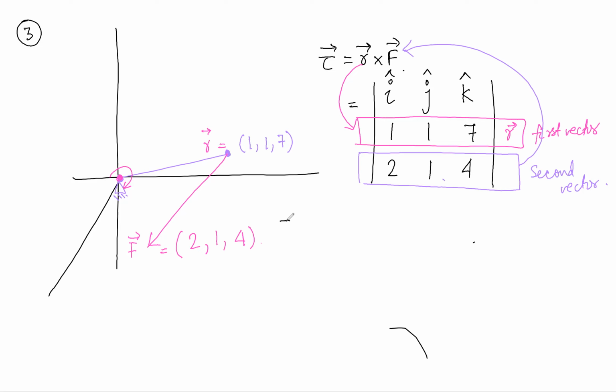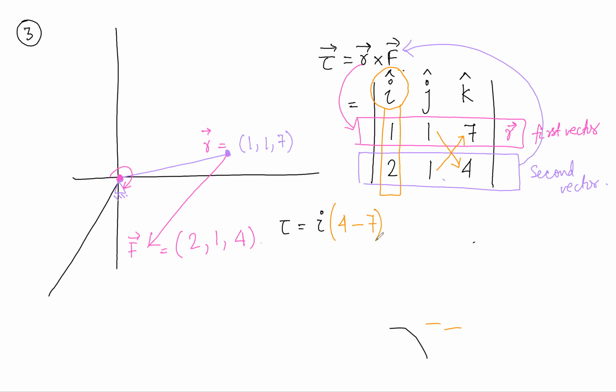So what will you write? Torque is equal to I cap. I am assuming that you know this, but still I'll solve it for you. You write I cap, and then you block out these values. Don't consider them. You multiply 1 with 4, so you'll get 4. And then you multiply 1 with 7 but with a minus sign. So you'll get 4 minus 7.